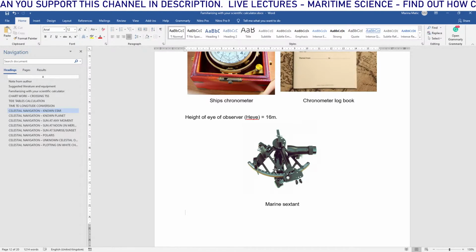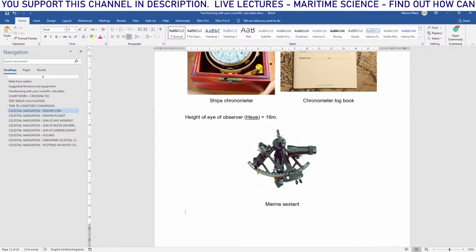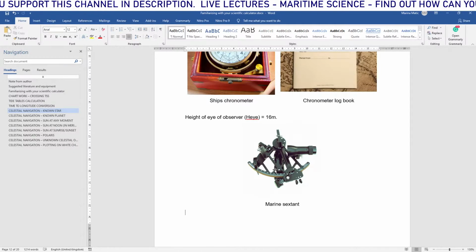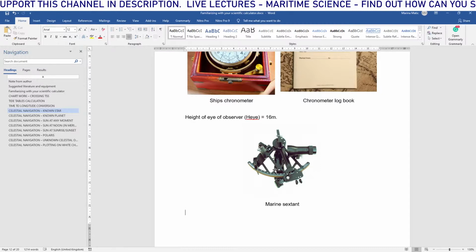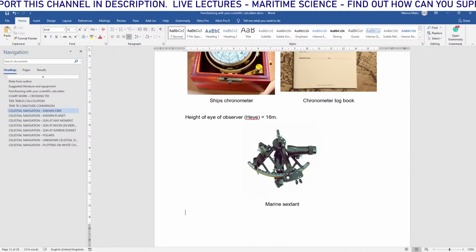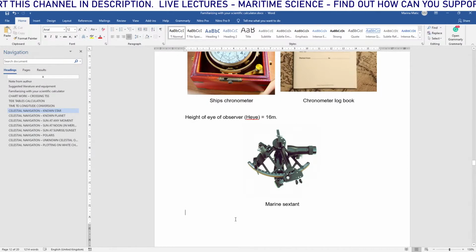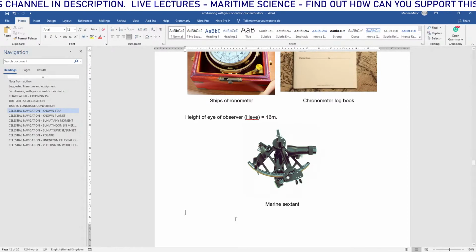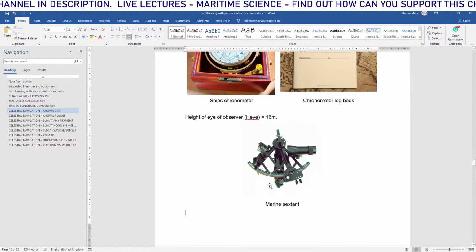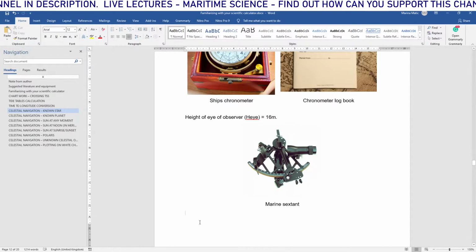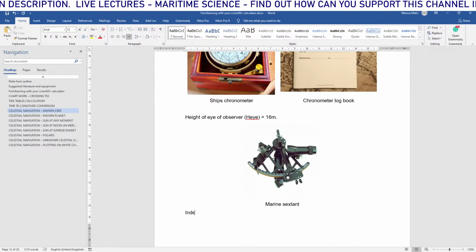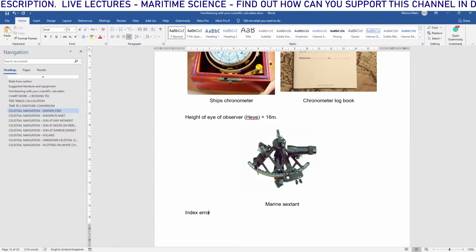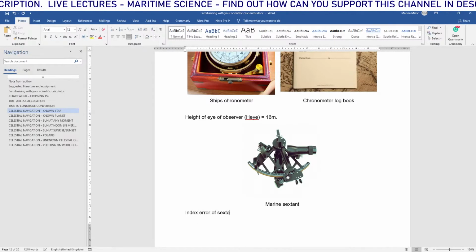So you can't take the log book of correction for one sextant and use it for another sextant. It doesn't work like that. Each sextant has its own unique errors, or it doesn't have errors. It depends on the way it was manufactured, and of course it's standard in industry that there could be some deviations. So, index error of sextant.